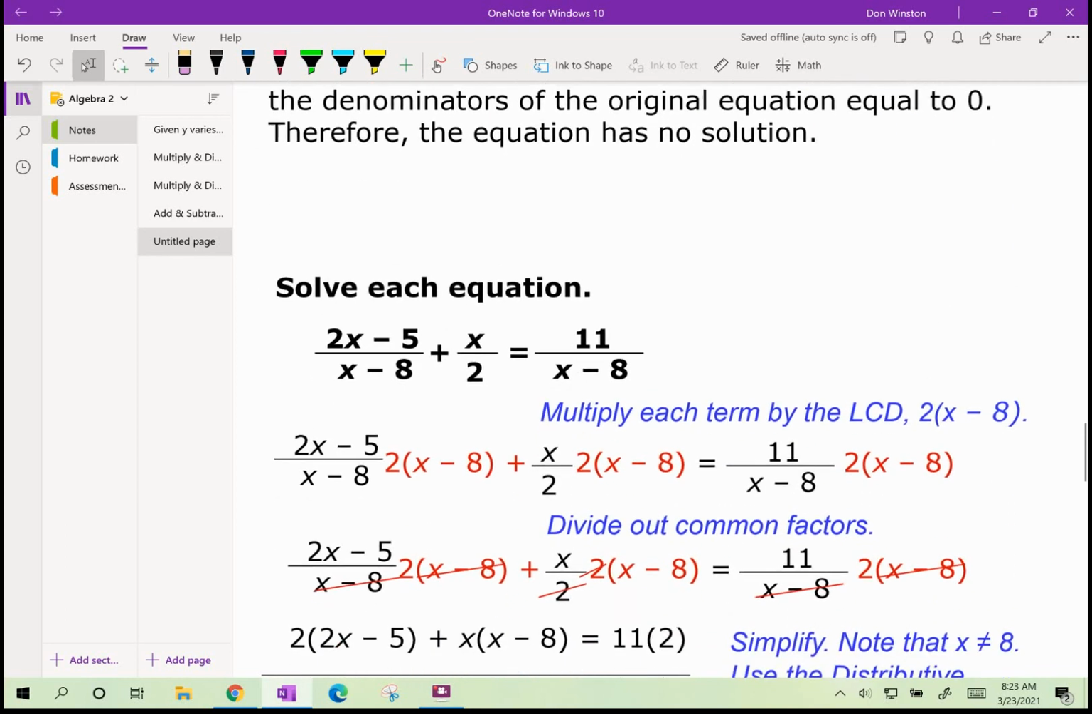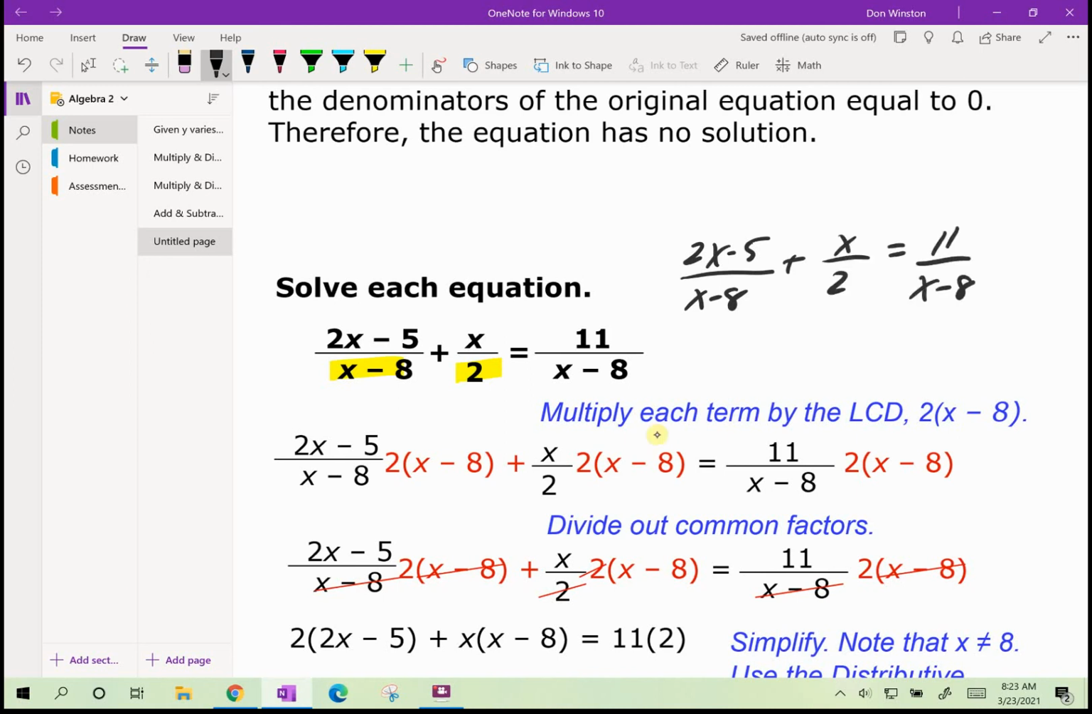Again, I have 2x minus 5 over x minus 8 plus x over 2 equals 11 over x minus 8. My LCD has to include the factor x minus 8, and then it has to include the factor 2. So when I take 2 times x minus 8 divided by x minus 8, that will leave me with 2 times 2x minus 5.